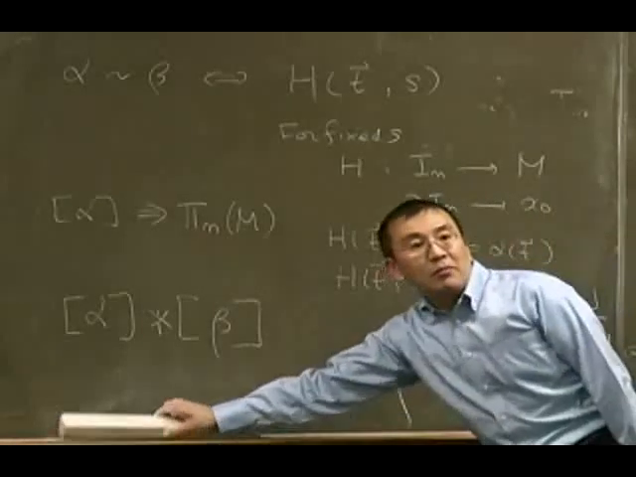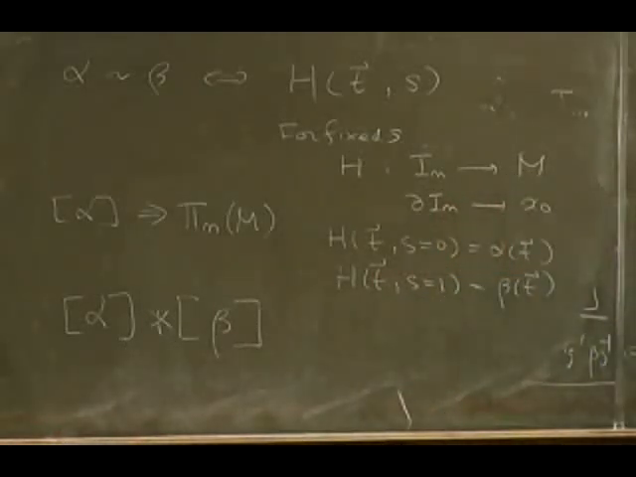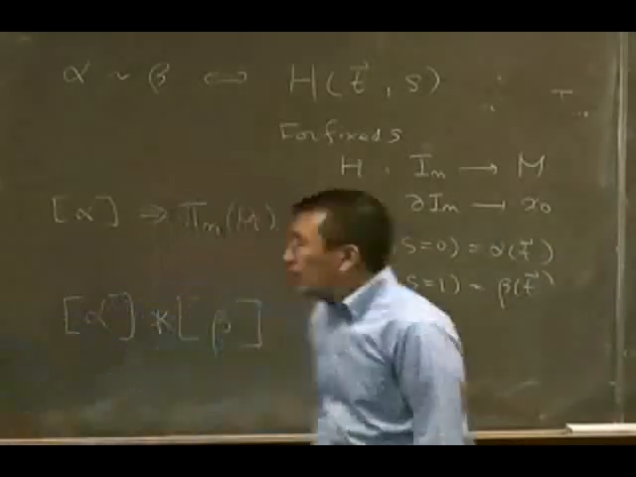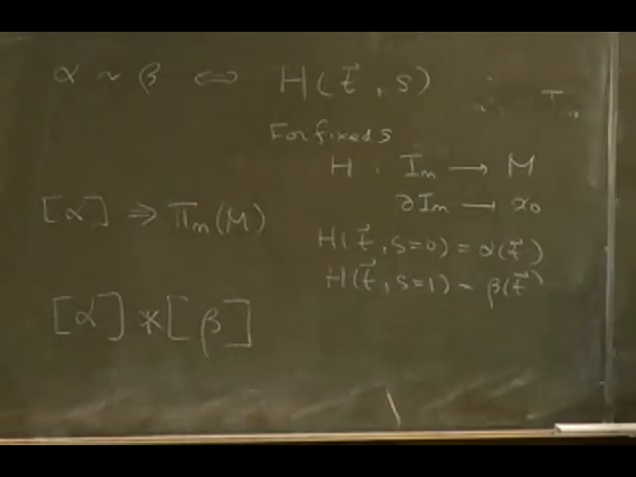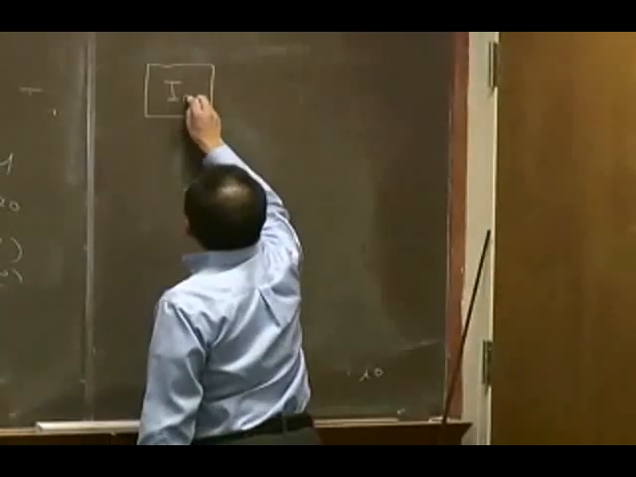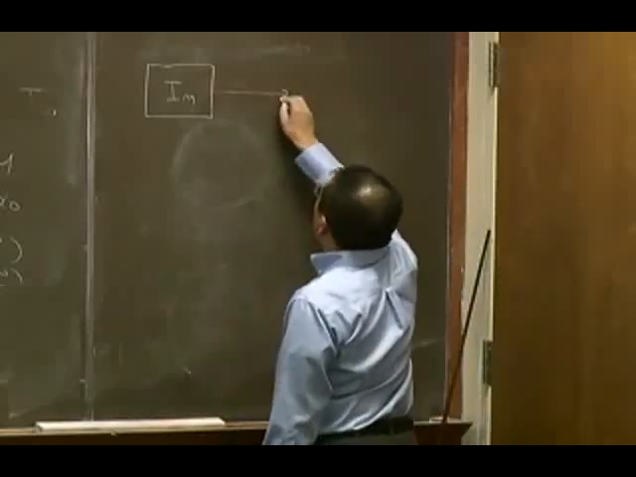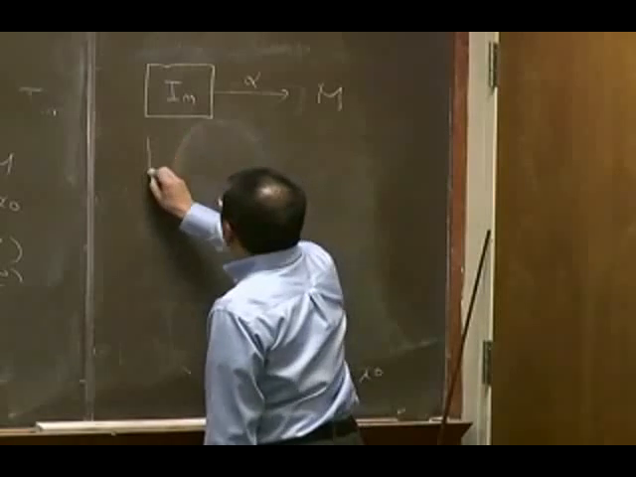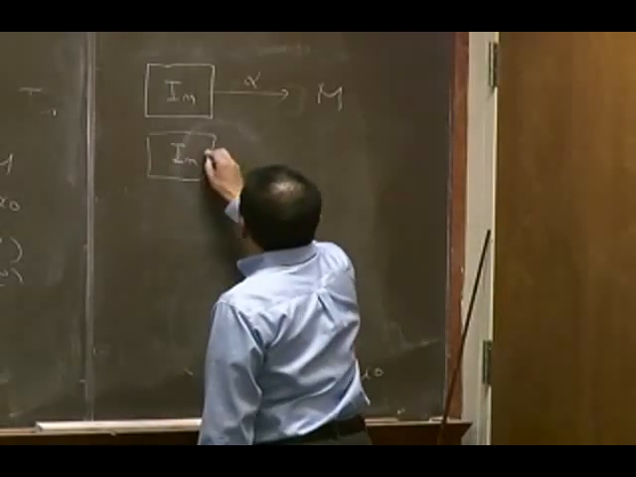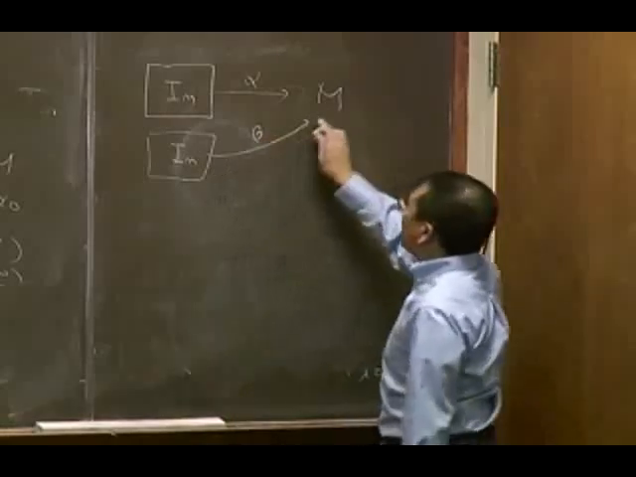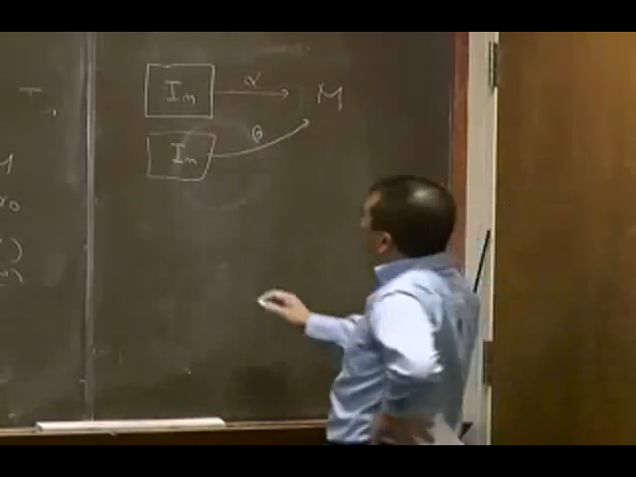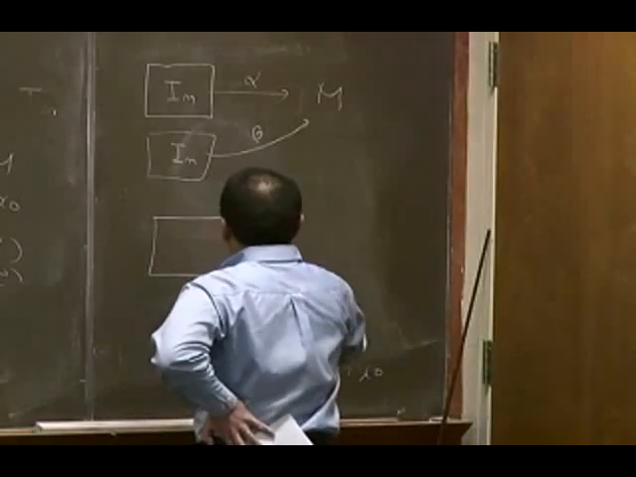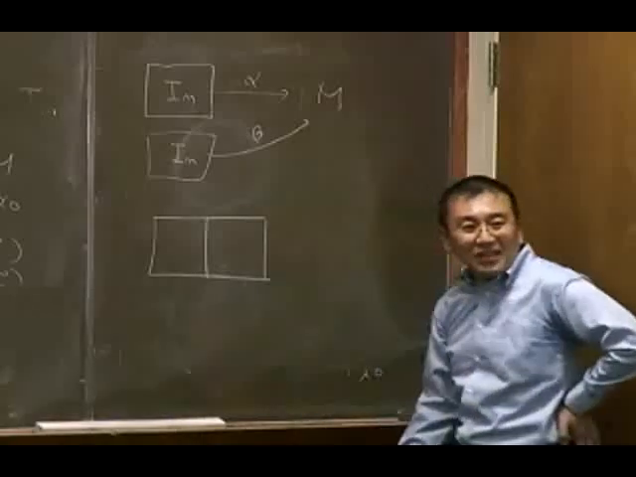So how do we define multiplication? Well, that's where this description in terms of the rectangular space helps, because alpha is a map from this rectangular space into M, and beta is also a map from this rectangular space to M. Then if you want to define a combination of the two, what you do is basically combine these two rectangles together.